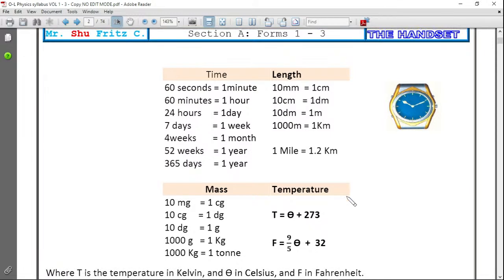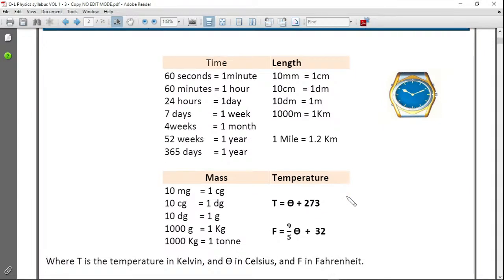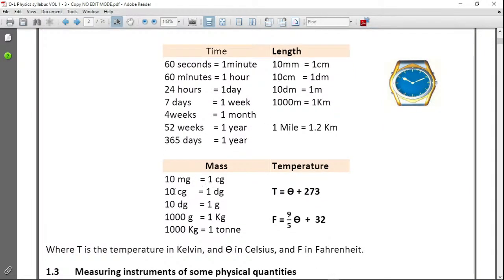Then for mass: 10 milligrams make 1 centigram, 10 centigrams make 1 decigram, 10 decigrams make 1 gram, and 1000 grams make 1 kilogram. A ton is equal to 1000 kilograms, or a ton is equal to 1 million grams.